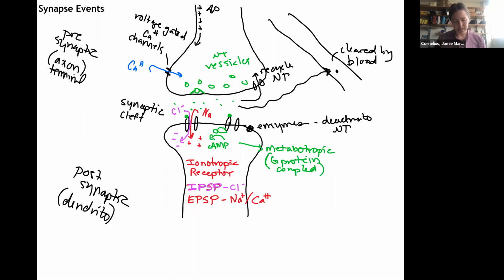Okay, so that's the process of synaptic transmission from an action potential arriving at the cleft and causing calcium influx into the presynaptic cell, vesicle fusion, exocytosis, and then binding at the postsynaptic cell by either an ionotropic or a metabotropic receptor.